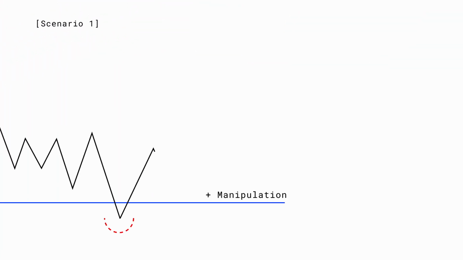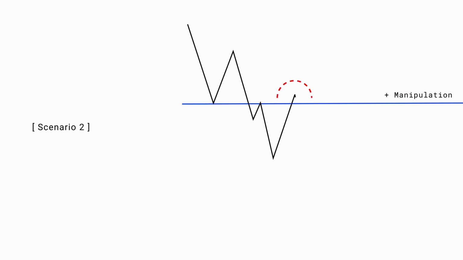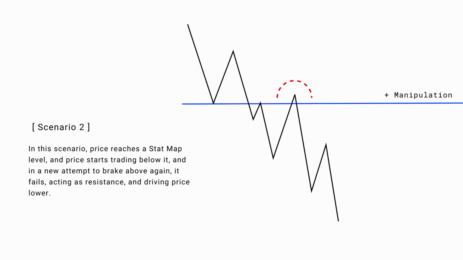In scenario 1, we have price reaching the stat map level and finding support from it, acting as its intended primary role. And in scenario 2, we have price reaching the stat map level, but instead of finding support, price goes below the level. After trading below the level, price attempts to go back above it, but now that level is not acting as support, as that was its primary role, and is now acting as resistance, driving price lower.